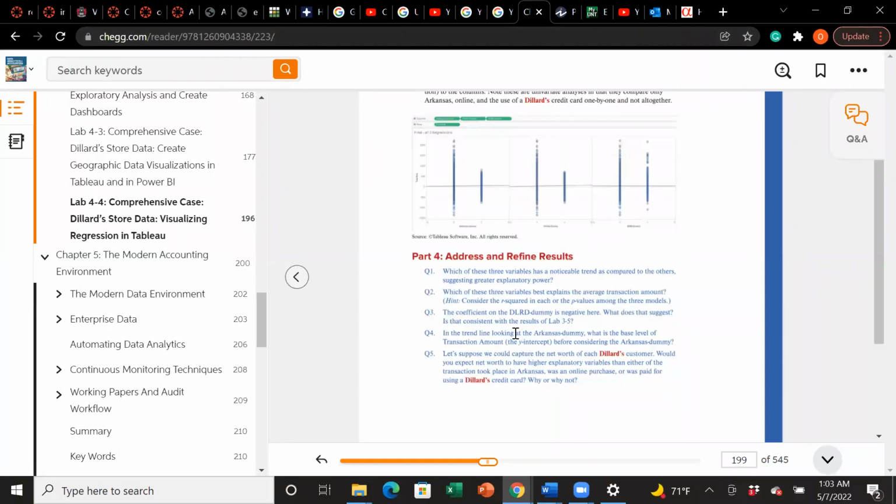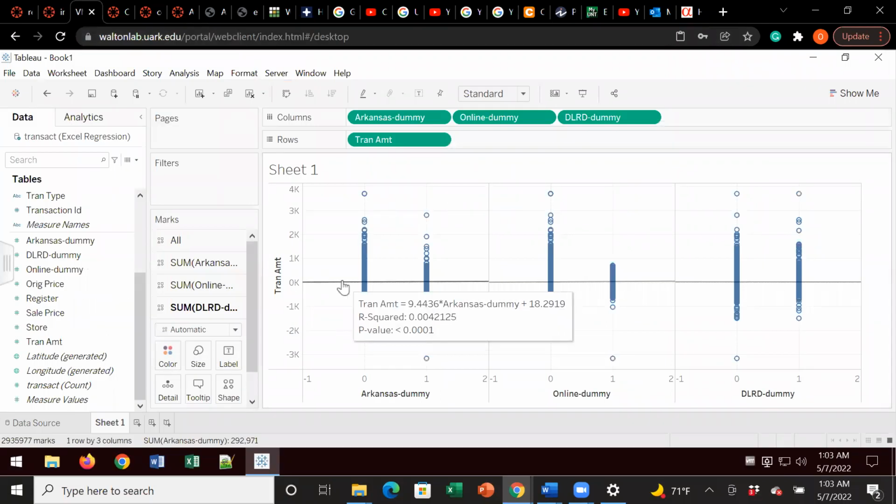All right, question 4 says, in the trend line, looking at the Arkansas dummy, what is the base level of transaction amount? The y-intercept before considering the Arkansas dummy. If we go back and look here, we definitely have the equation for the regression line. Remembering back to beginning high school math, the y-intercept would be 18.2919, and that's where the transaction amounts start and go up from there. That would be our y-intercept for the Arkansas dummy.